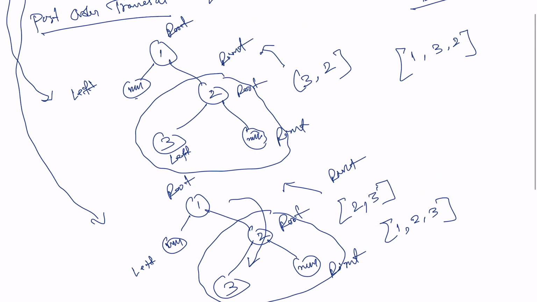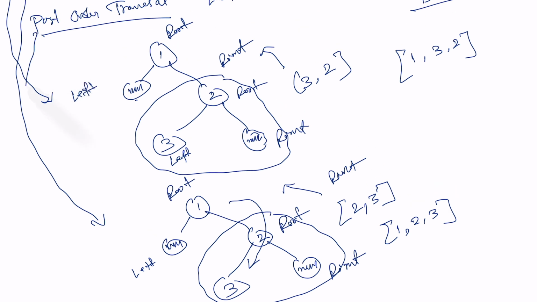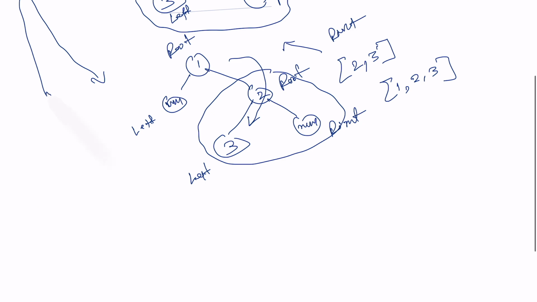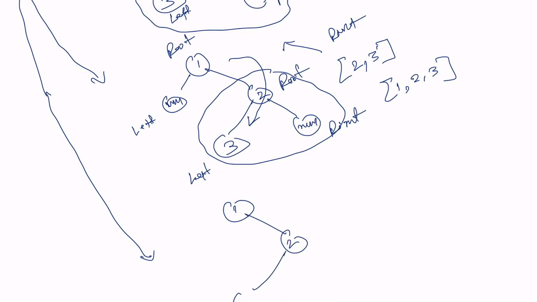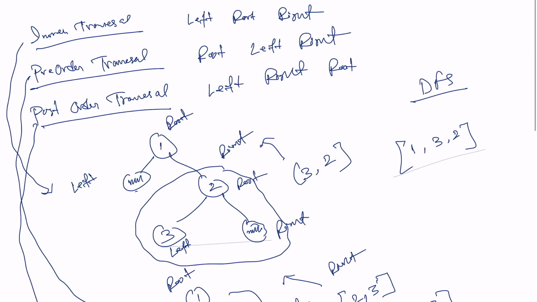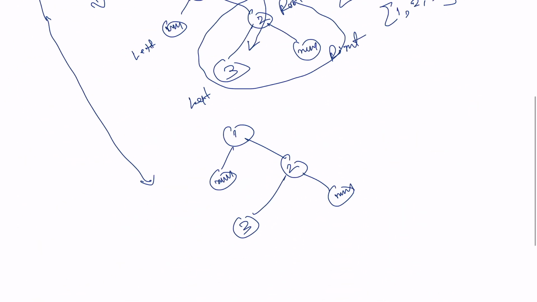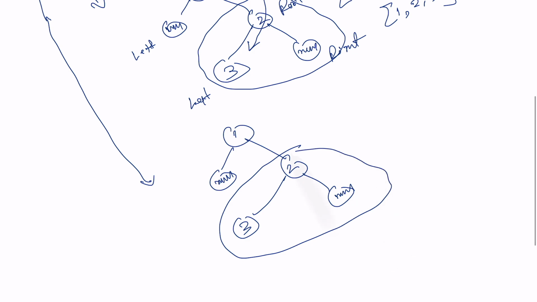Fine. Now let's try to understand post-order traversal. Let's take an example, 1, 2, 3. Again let's imagine this is null, this is null. Post-order means left, right, root. Again we'll be taking the DFS approach. Let's imagine we'll be over here, so 2 will be our root node, and let's take this as a subtree.